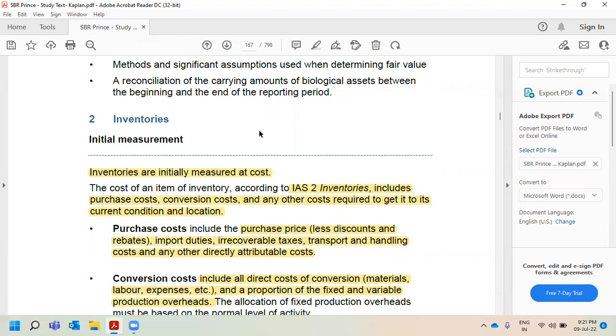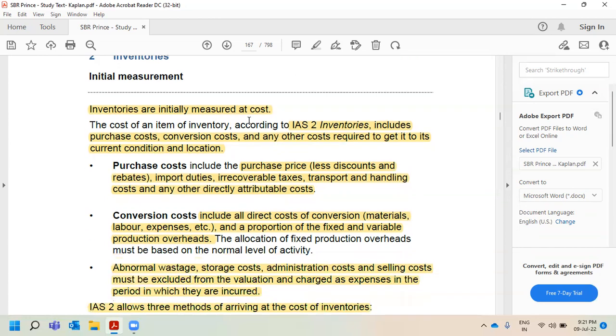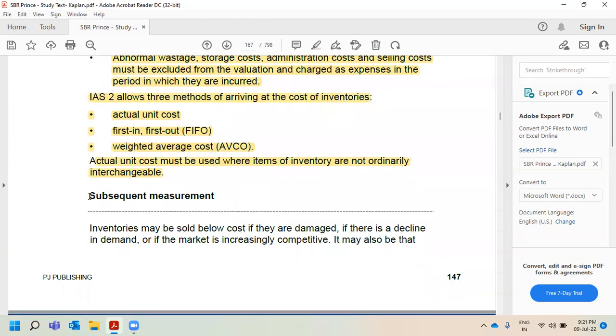So, inventories. Basically there are three types of inventories. The first is raw material, the second is work in progress, and the third is finished goods. I'm assuming that you are aware of the terminology of these three inventories. At the beginning, let's first discuss the initial measurement, then we will cover the subsequent measurement.